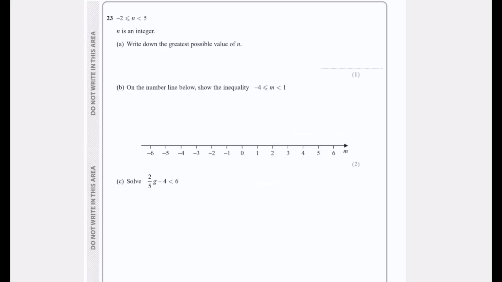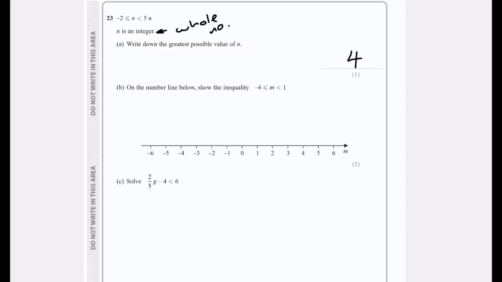Question 23. n is bigger or equal to -2 and less than 5. It's an integer. That means it's a whole number. Write down the greatest possible value. So it can't equal 5 because it hasn't got the or equal. So the biggest thing it can be is 4 because it's less than 5. So the biggest thing it can be is 4.